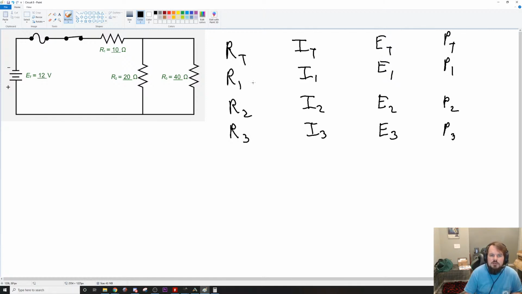Let's record our values. 10, 20, and 40. These are ohms, these are ohms, these are ohms. And we have 12 volts total.